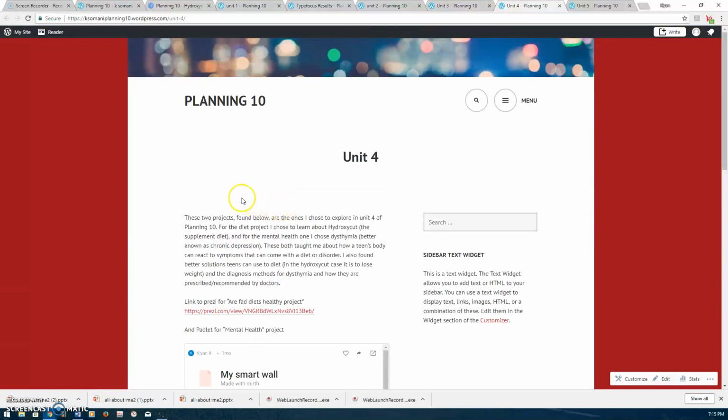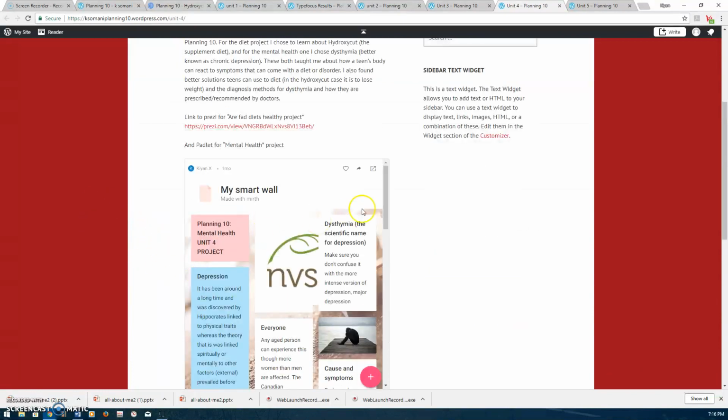For Unit 4, this is actually my favorite project, or best project, in my opinion, was my Unit 4 ones. Both of them, because I can't really decide. But basically, one of them was on the mental illness depression, and the other one I chose for a diet that is trendy. I chose the Hydroxycut weight loss supplement.